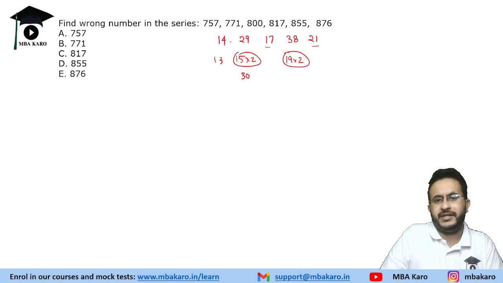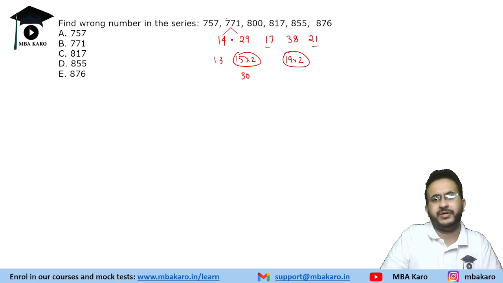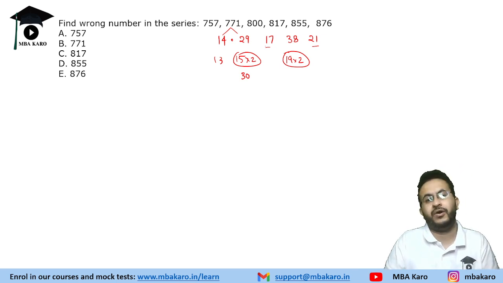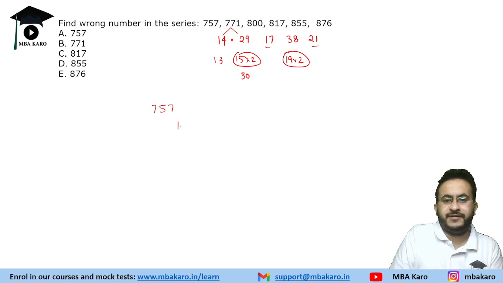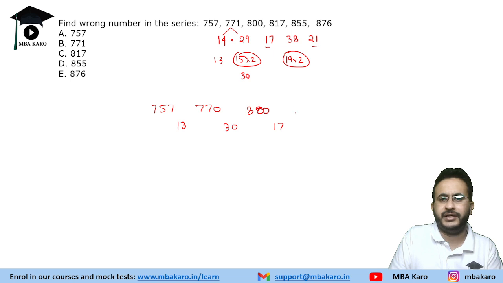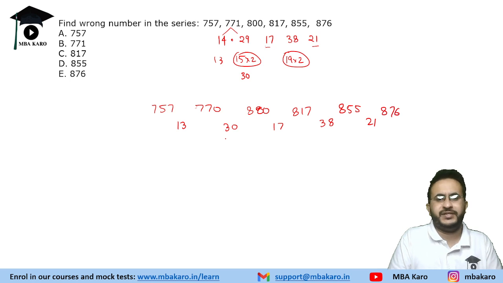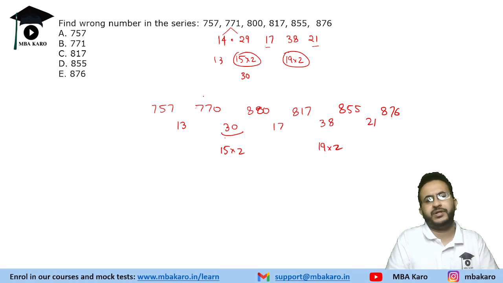See which part is making the mistake. These two numbers are wrong. So which number is in between? 771. So ideally 771 should be wrong. So let us see how. Now if you put 13, like 757, if we have 13 here, that will be 770. Then we have 30 here, that will be 800 only. And the rest will follow. So 817 and 38, 855 and 21, 876. So we see this is 15 into 2, this is 19 into 2, the rest is same. So the wrong number is 771.